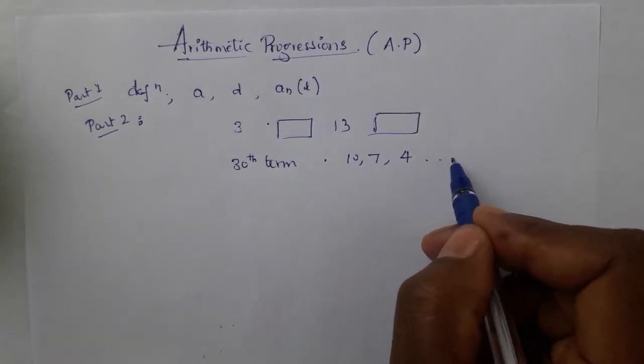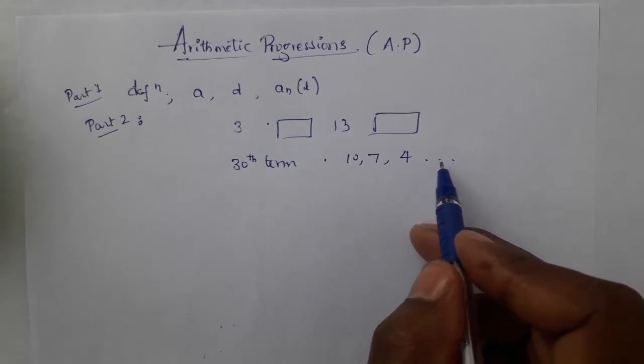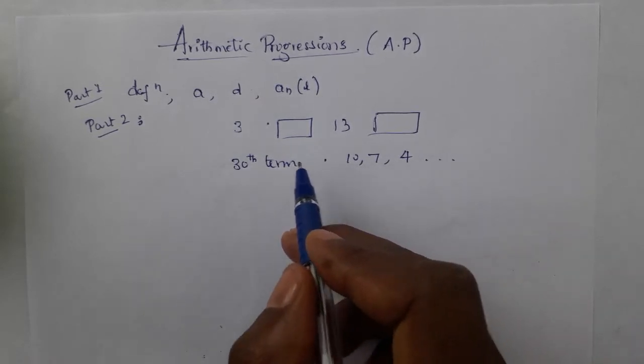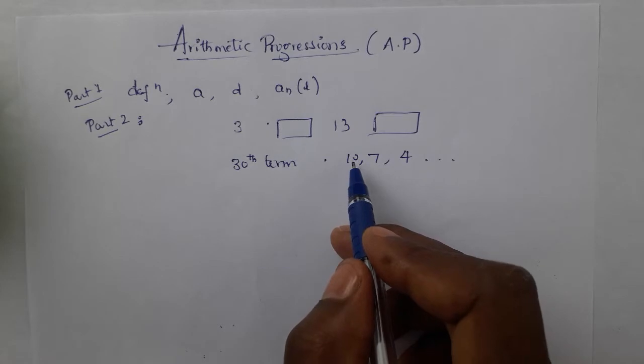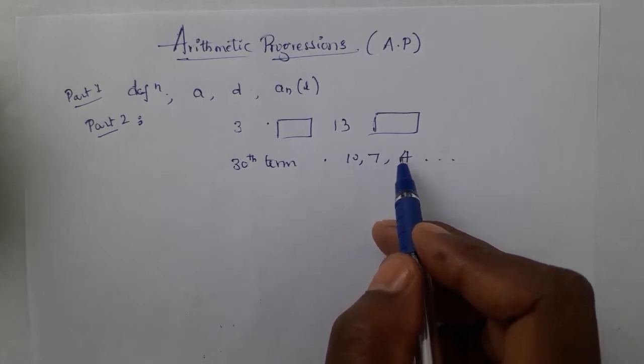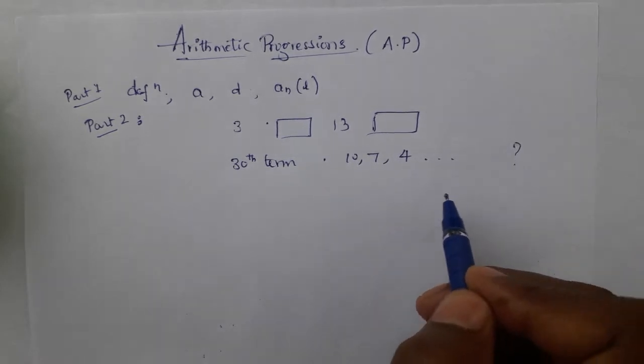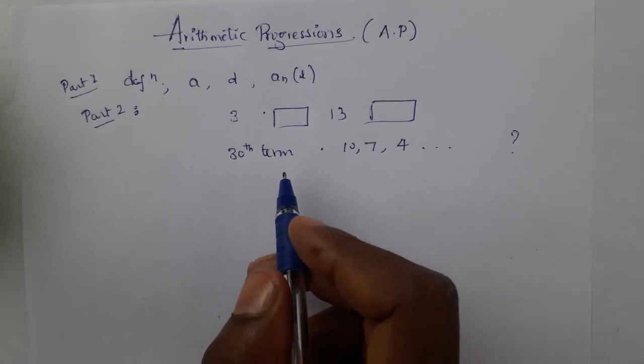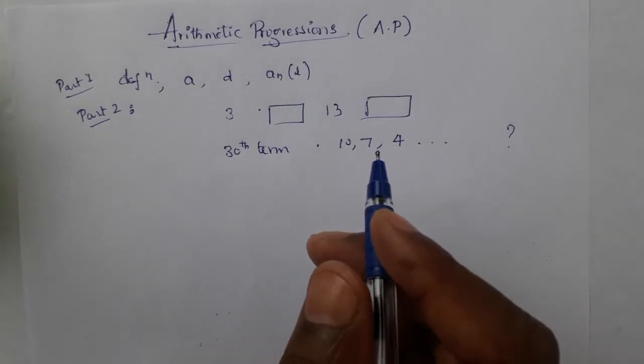an AP in this way: 10, 7, 4, dot dot dot. Here three terms are given. This is the first term, this is the second term, this is the third term. 30th term, what? That one we found directly, and a few more problems also we studied.